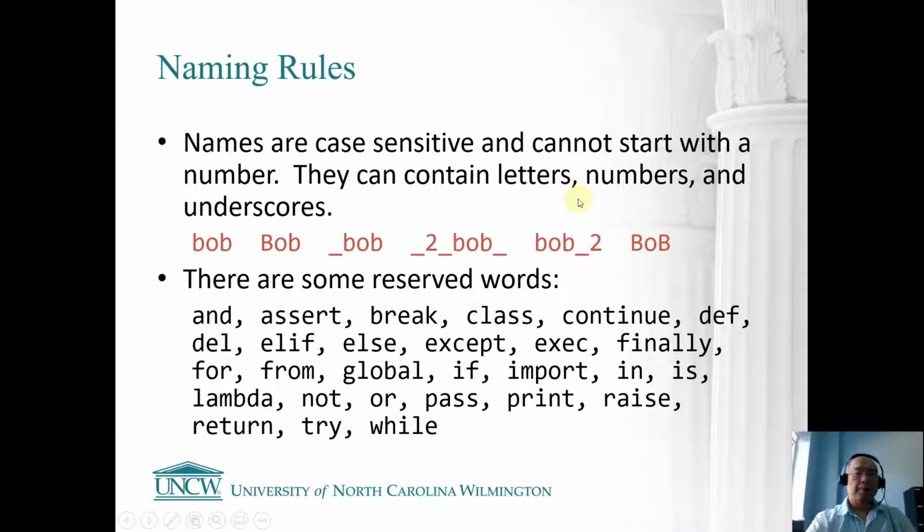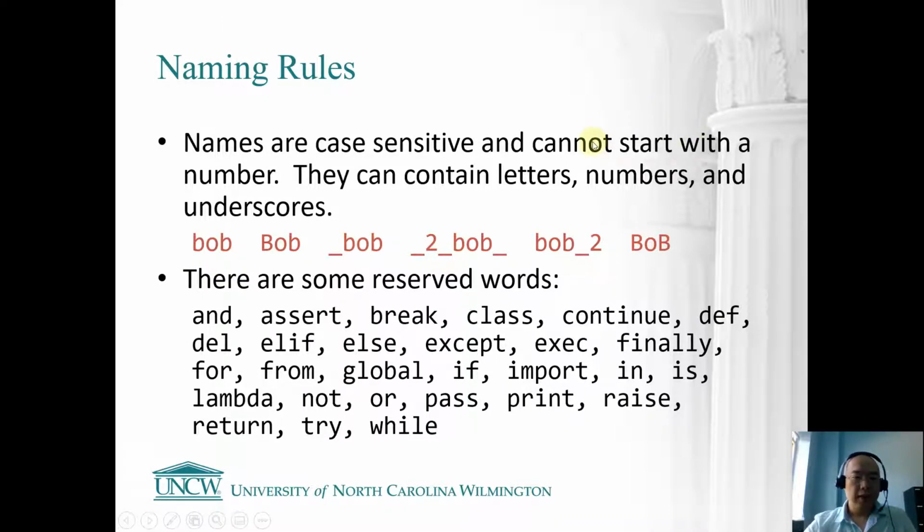And naming rules. Well, there are some naming conventions in Python. The first thing is that variable names are case sensitive. So when you have a bob with all lower case and another Bob with the first B capitalized, they will be considered as two different variable names, or two different variables. And variable names can contain letters, numbers, and underscores. So those are all valid variable names.